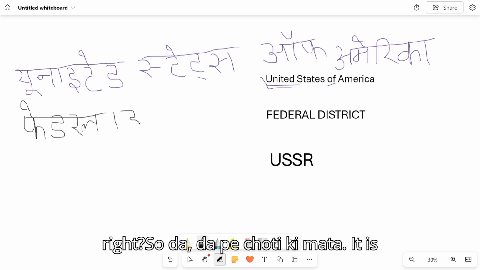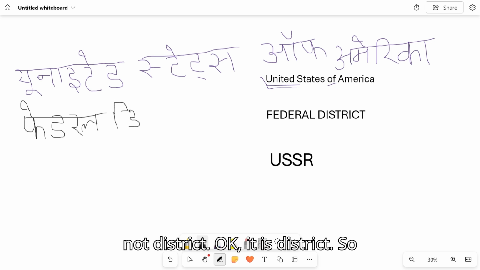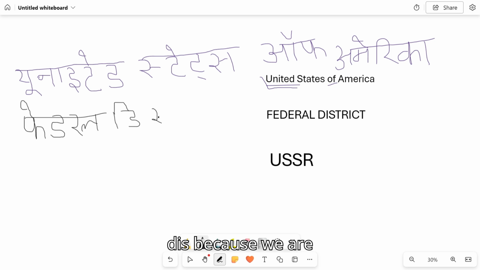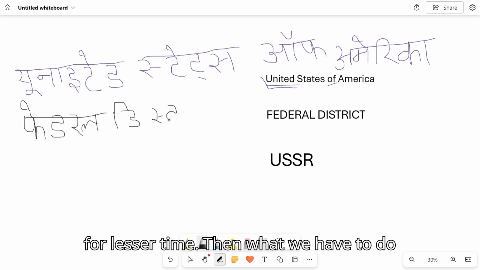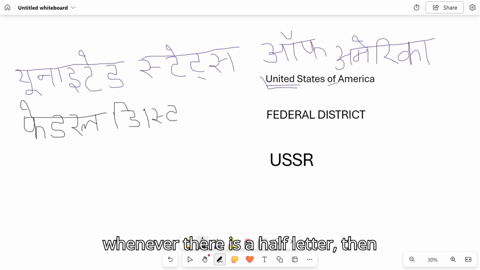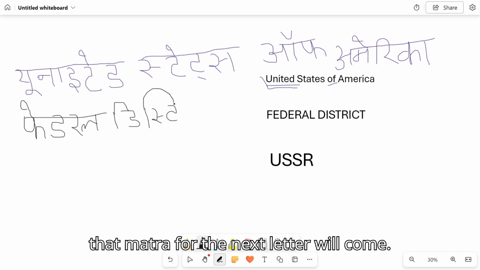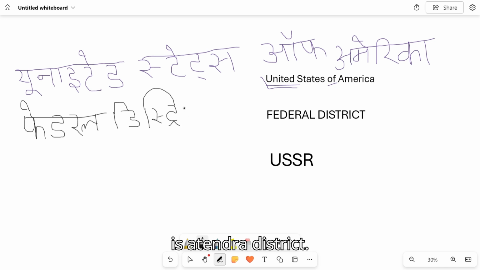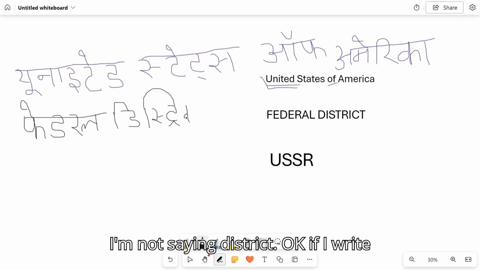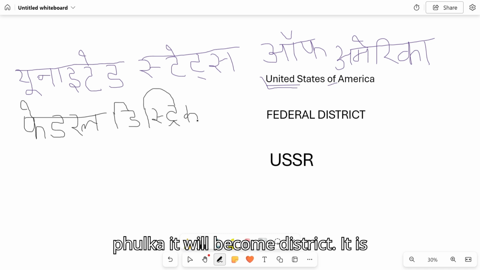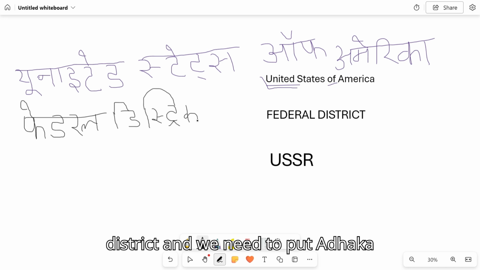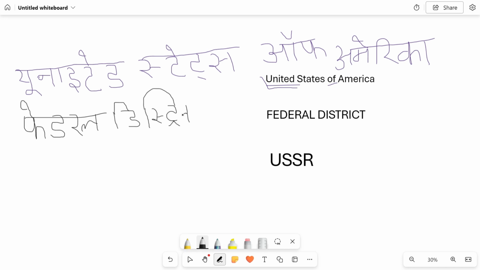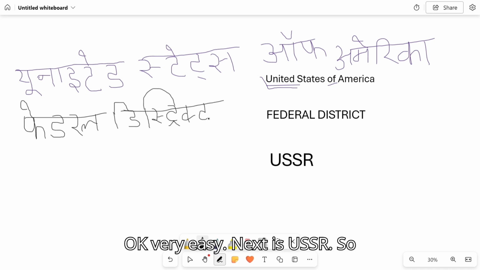So da pe choti i ki matra. It is not district the other way, it is district, because we are pronouncing it so, and for a lesser time. Whenever there is a half letter, the matra for the next letter will come before the half letter. Always remember. And it is half ka. If I write full ka, it will become a different word. And we need to put aadha ka. Federal district. Very easy.